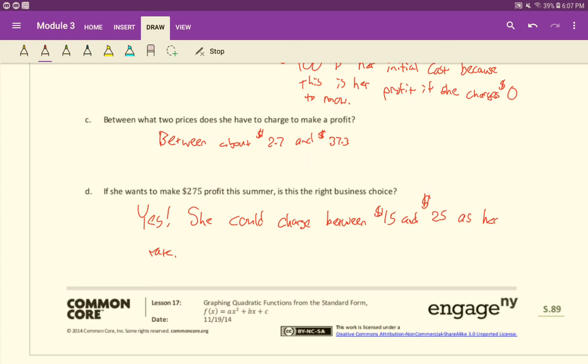In my opinion, I would choose the $25 because then I wouldn't have to mow as much, and I'd still make the same amount of money as I did for $15. So things to think about when you are making a business.